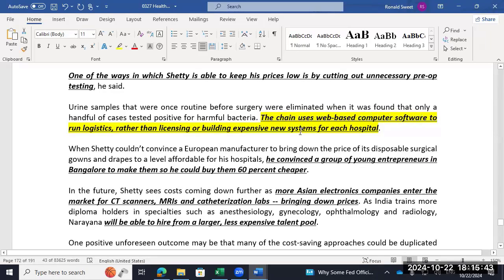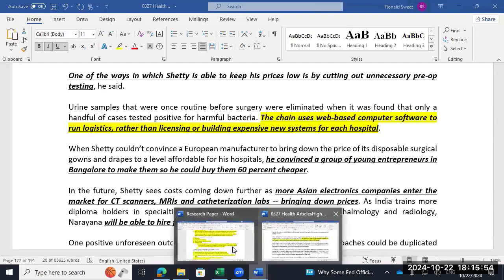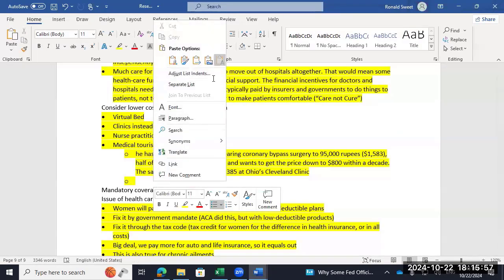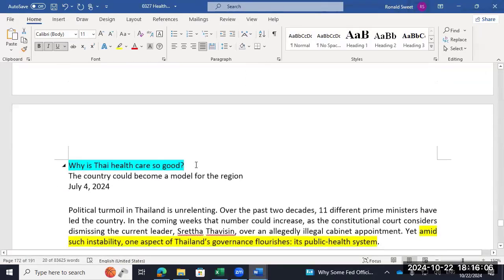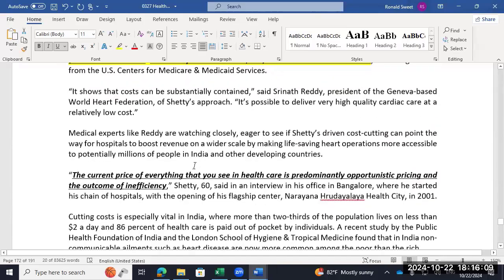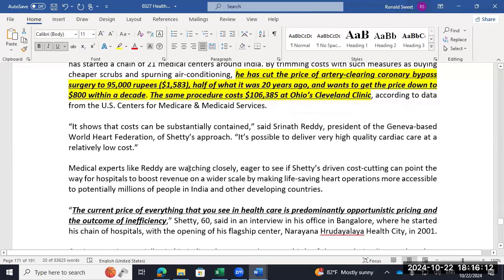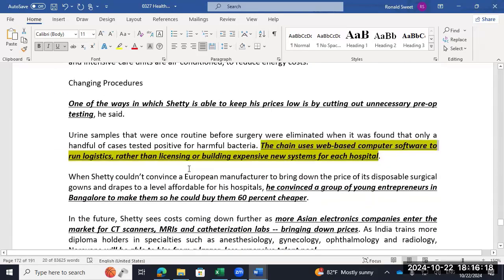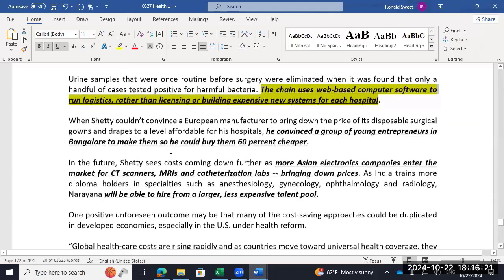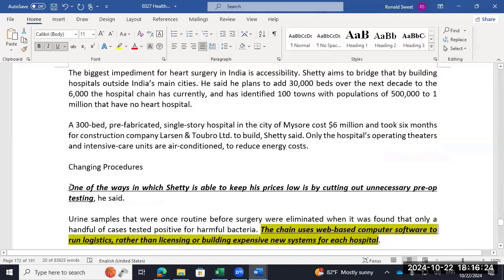The chain uses web-based computer software to run logistics rather than licensing or building expensive new systems for each hospital. He's using technology, so that could go under technology as well. And the quality is talked about in here, but I don't think I'll put that in there. I highlighted it in yellow. So he's looking at the system.